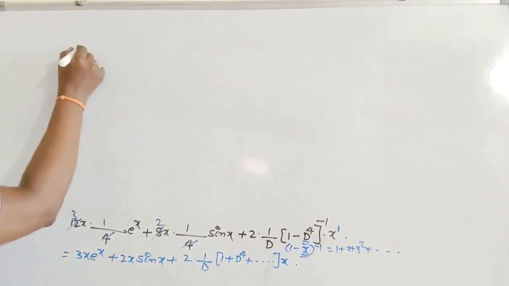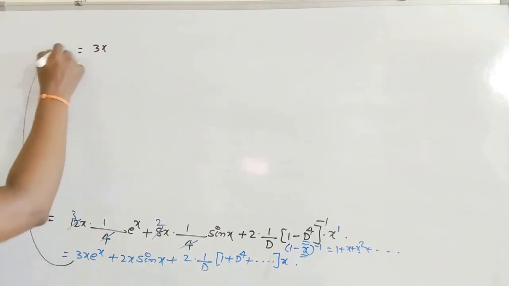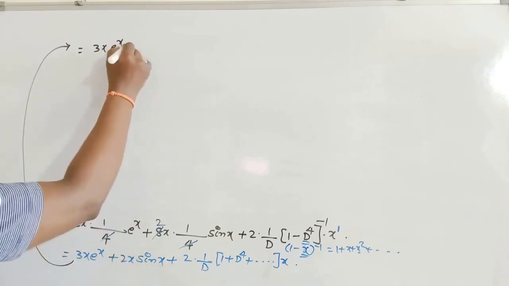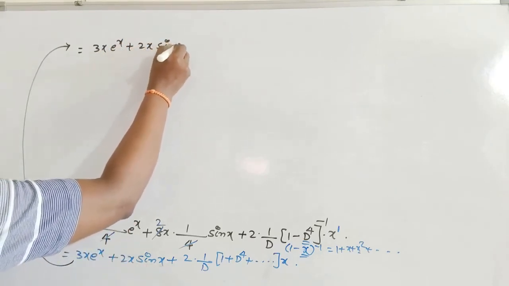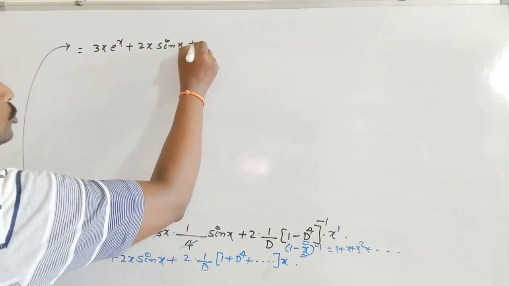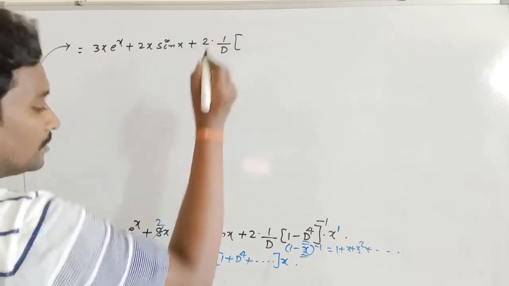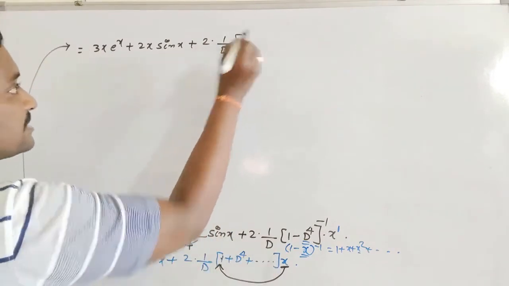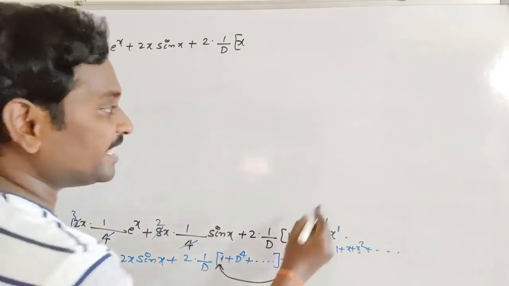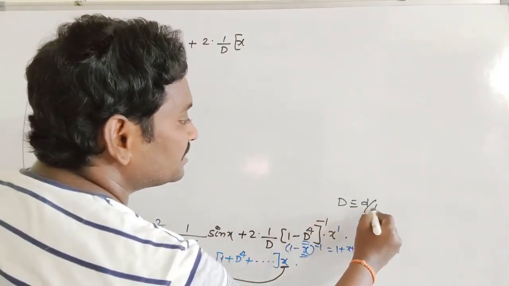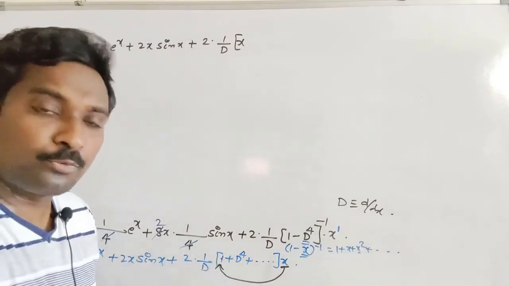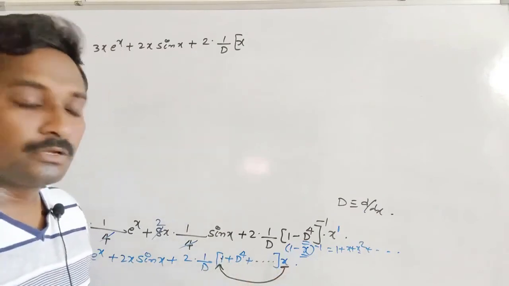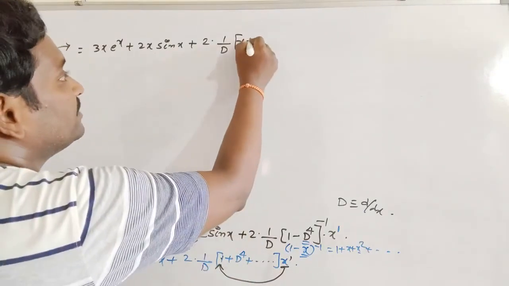So that is equal to 3x e power x plus 2x sin x plus 2 into 1 by D of, okay, so take this x inside, 1 into x, 1 into x is x, D power 4 x. What is D entire in this chapter? D means d by dx. D square means second derivative. D cube means third derivative. D power 4 means fourth derivative. So the fourth derivative of x is 0, because x is the first degree term. So it would be 0.